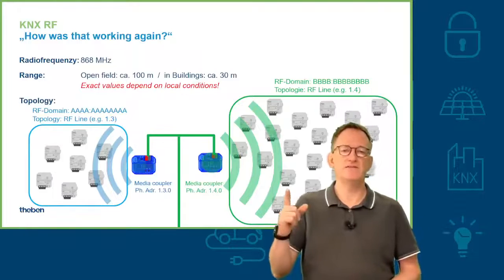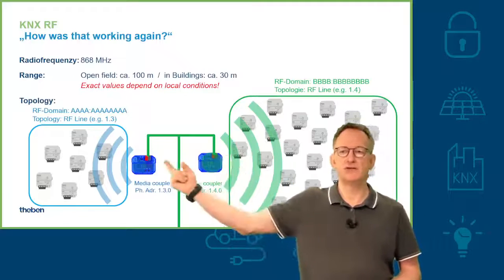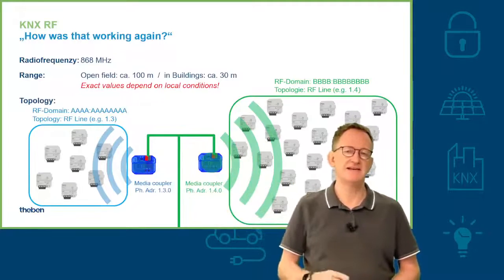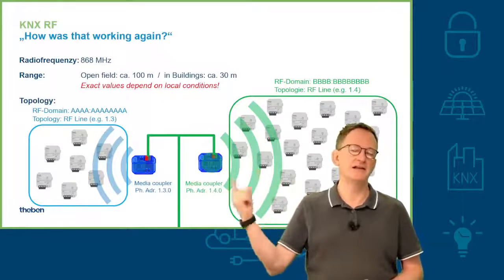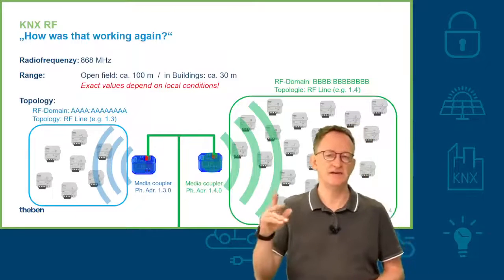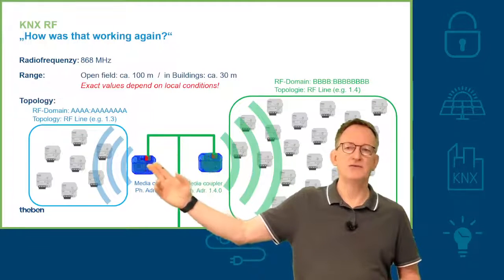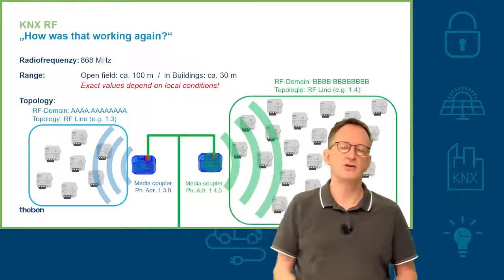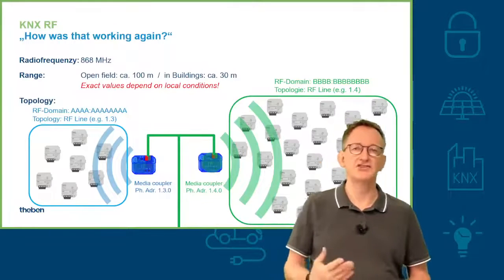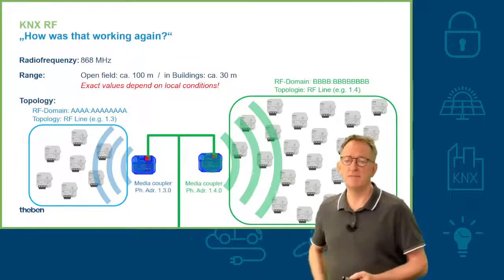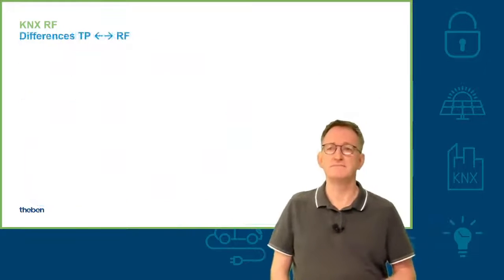If one device from this side would like to talk to the devices on the other side, they cannot talk directly via RF. They always have to go through the media coupler over the green line to the other media coupler, and then talk to the other devices. Just so that you are aware of how these things work together.